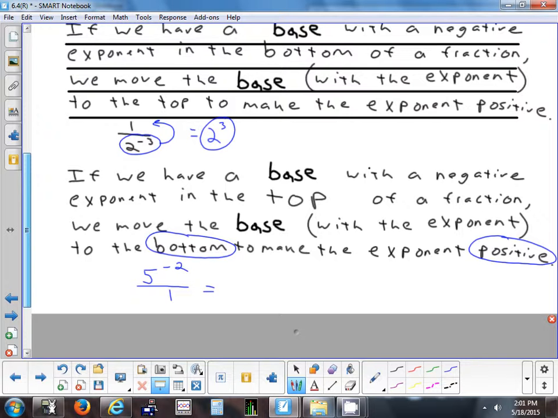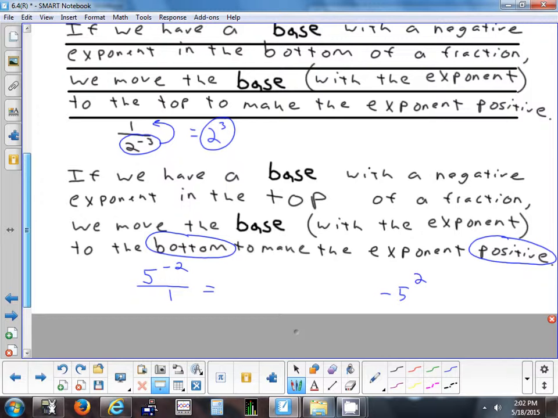If the base is negative and the exponent's positive, you'll leave it. It's only when the exponent is negative. If the base is negative, it doesn't matter. It only applies to the exponent. That's what Mr. Roy is saying. We don't care, but this is fine.